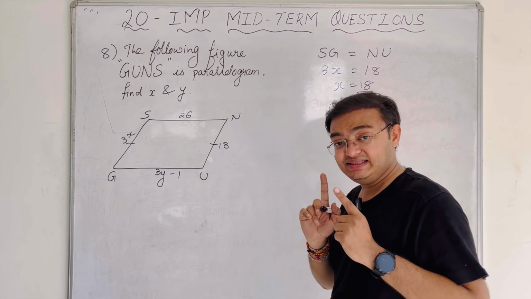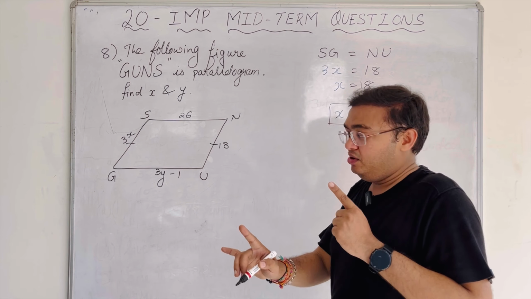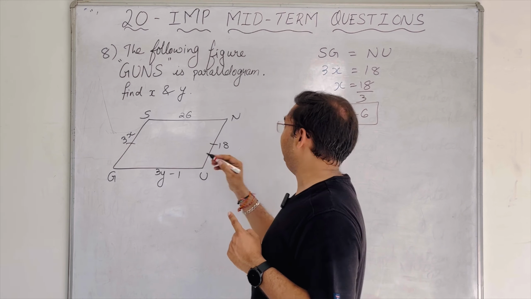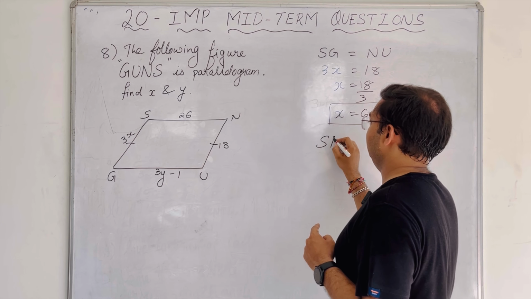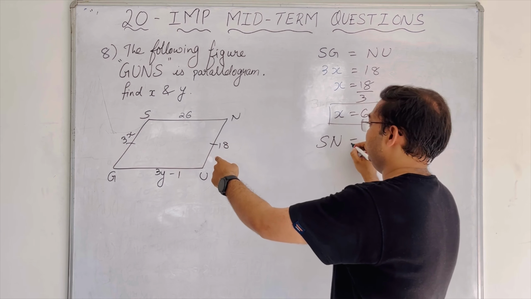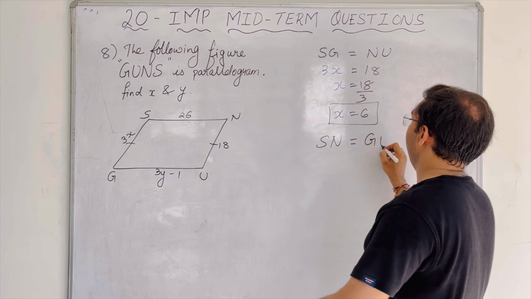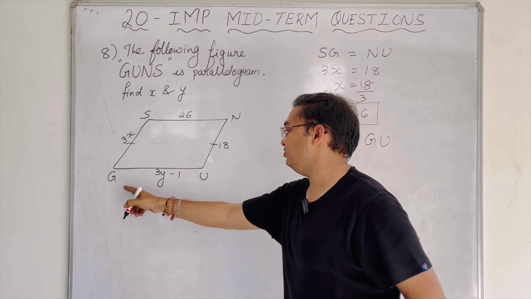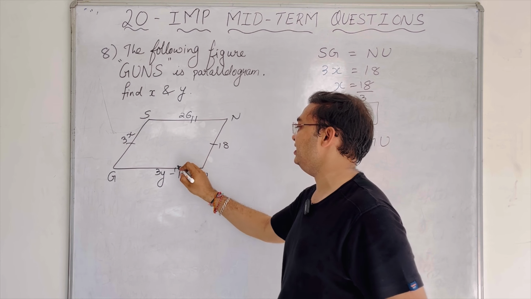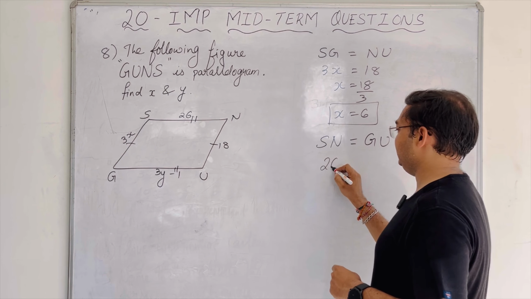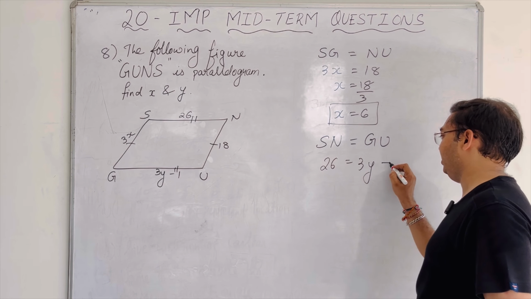Now in the same way, I said opposite sides are the same. So one of the sides is also left, that is Sn, which is equal to Gu. Sn is equal to Gu. That means opposite sides are the same. That means Sn is 26, equal to 3y minus 1.